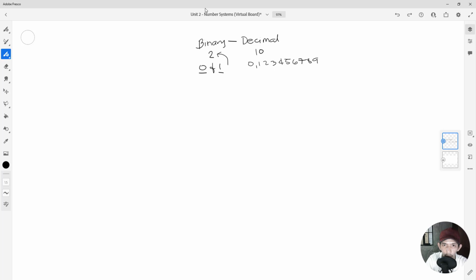So, pag binilang natin sila, 1, 2, 3, 4, 5, 6, 7, 8, 9, 10. Doon ngayon nakuha yung base na sinasabi natin, or yung tawag natin na weight. Okay. Base, or weight. Pag sinabing binary weight, that means 2. Pag sinabi nating decimal weight, that means 10.